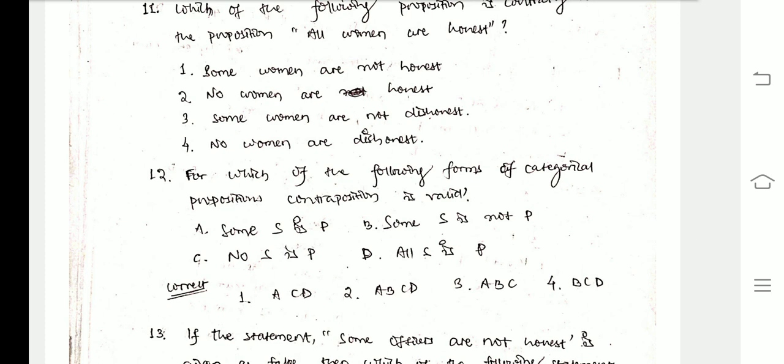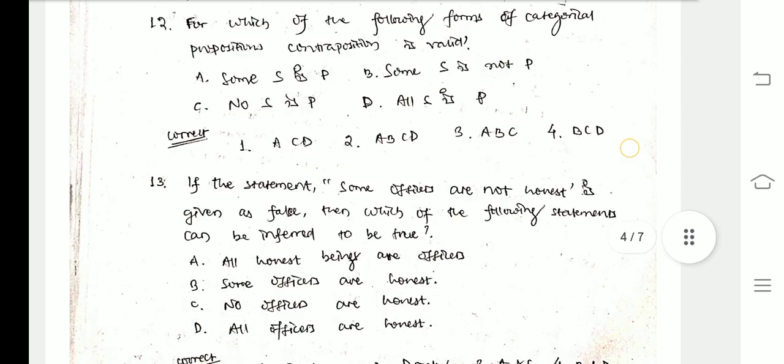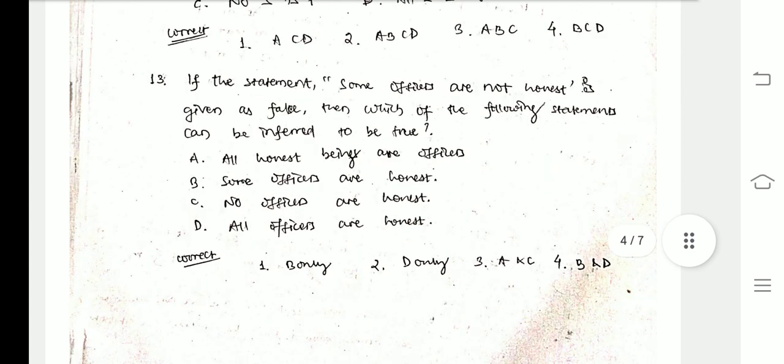Now 12. Which of the following forms of categorical proposition contraposition is valid? Some S is P, some S is not P, as some not is not taken in contrapositions. Keeping B away from the options, we get that A, C, D is the correct answer. So next question is 13.